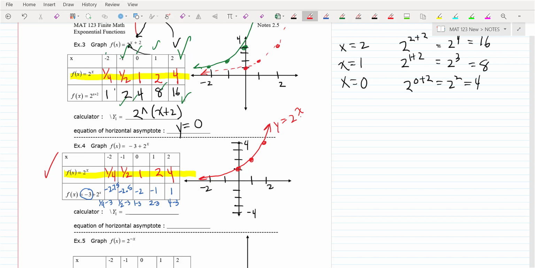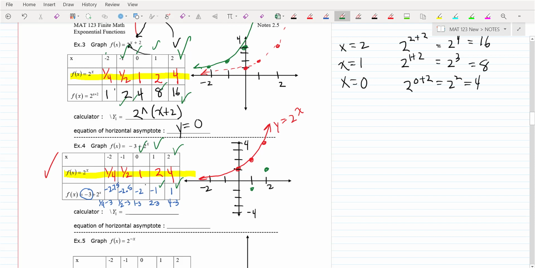Everything goes down this time, right? It doesn't go left or right, everything goes down. Everything gets smaller, so if you plot these points out, you would have 2, 1. So you want to plot the point 2, 1. You've got the point 1, negative 1. So it goes like that.